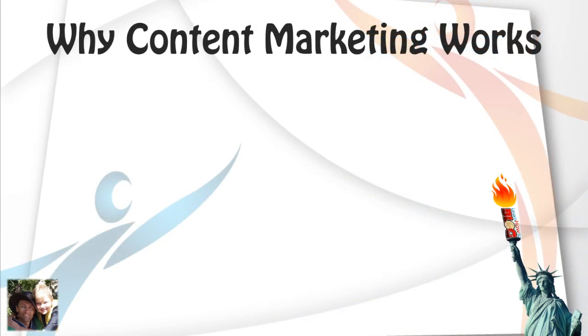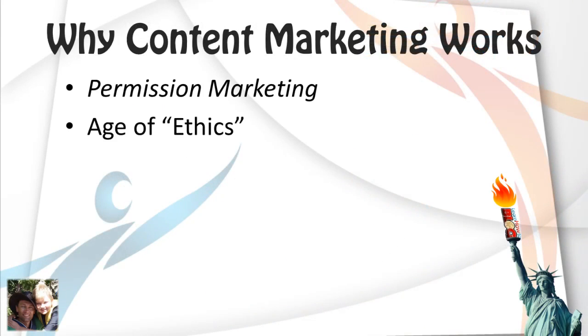Let's have a look at why content marketing works. Effectively, when you're online, you tend to use a system called permission marketing. And the bottom line of that is that you are marketing to people with their permission. For instance, people generally do not opt into your email marketing list until they're ready. In other words, they give you permission to start sending them emails.